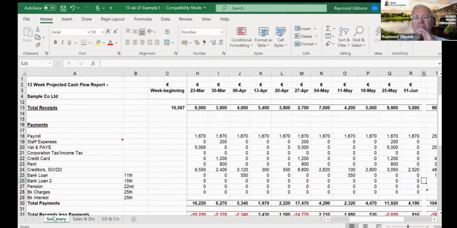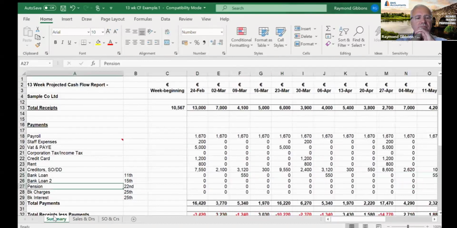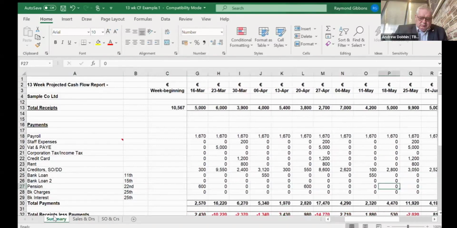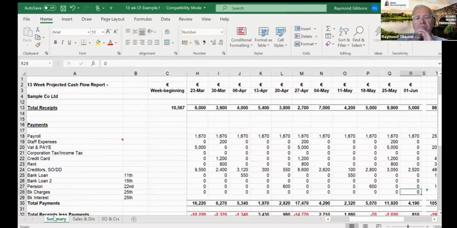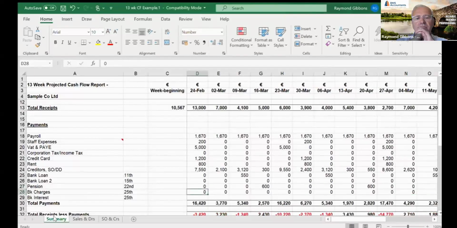Then sample company make pension payments of €600 a month on the 22nd. So we go to the week beginning the 16th of March here, and we enter the €600, and then the week beginning the 20th of April, and so on. Finally, we entered the bank charges and bank interest that are paid quarterly, and they're due out on the 25th of March. So we go to the week beginning the 23rd of March, and we enter €180 for the bank charges and €110 for the bank interest.